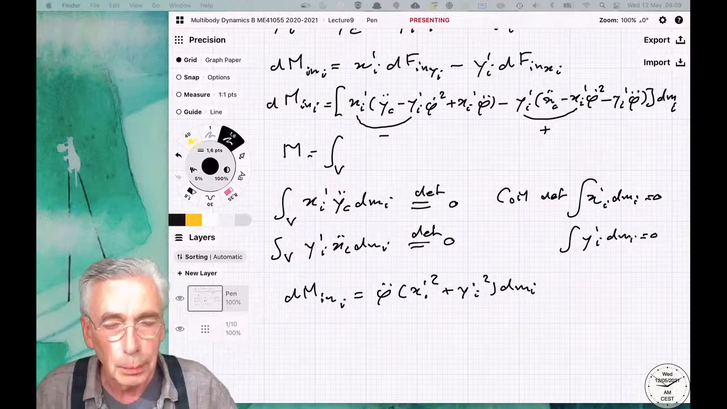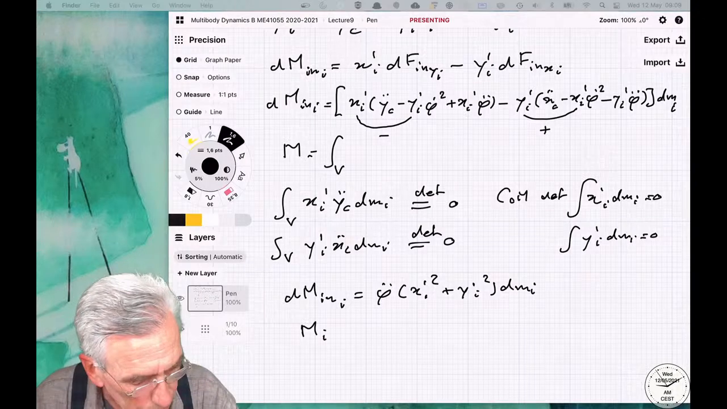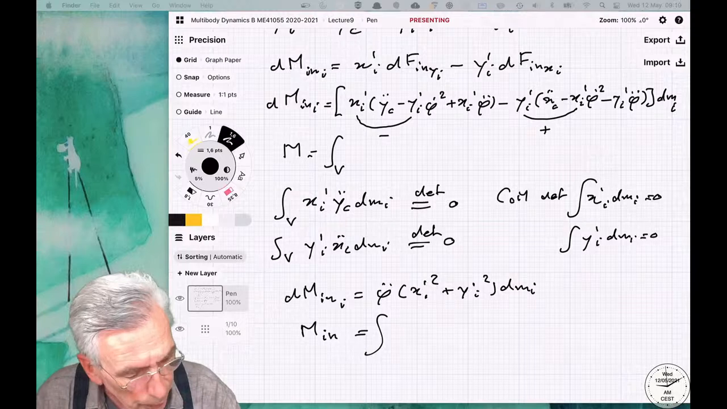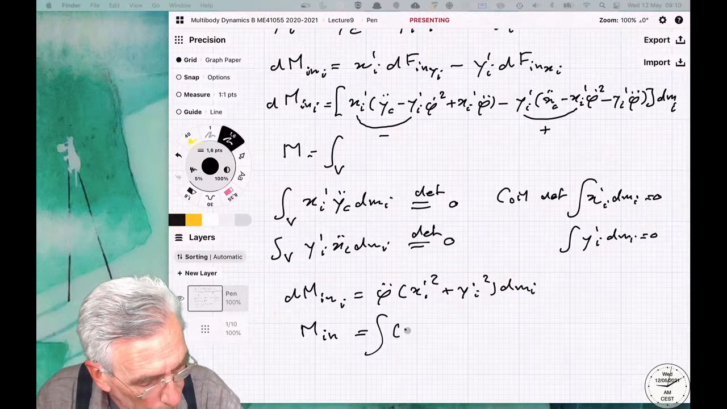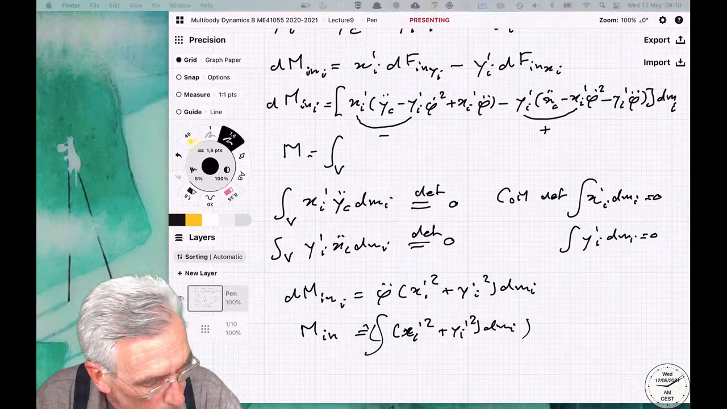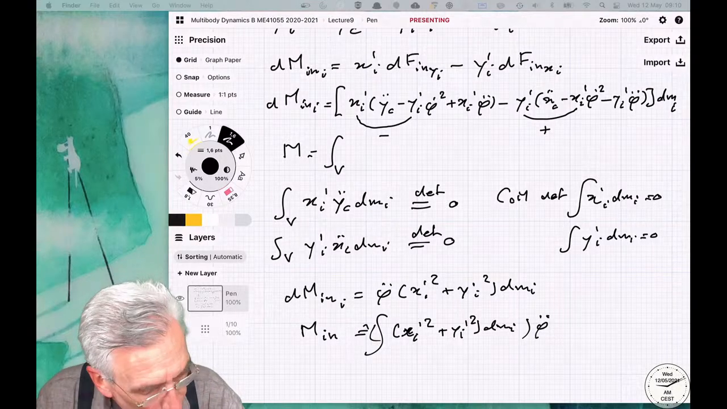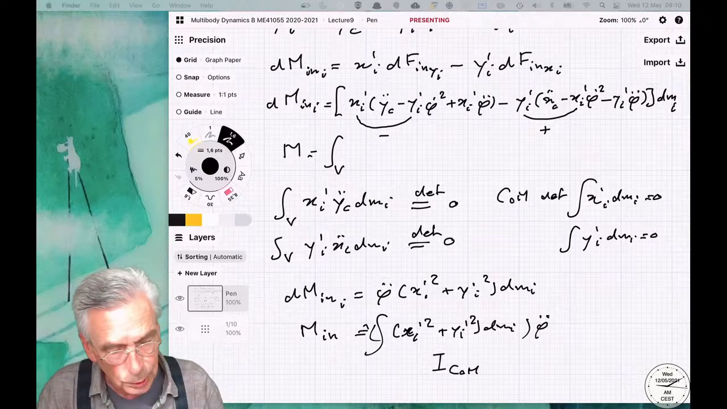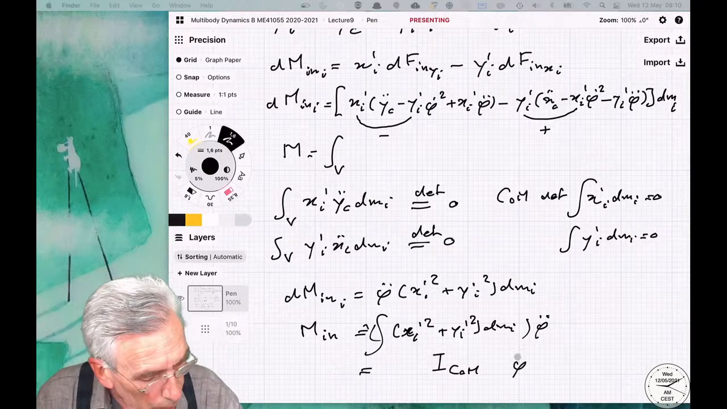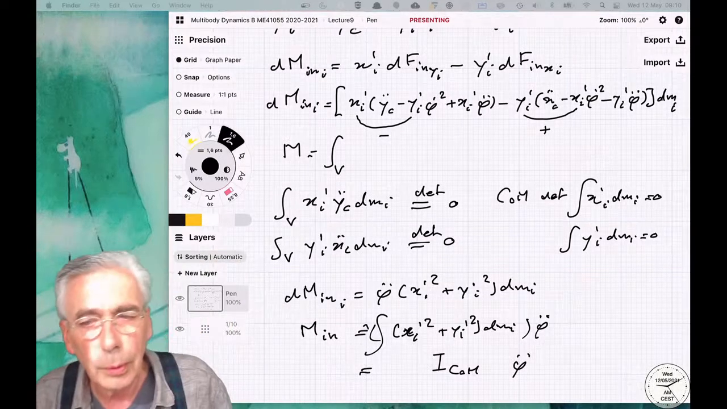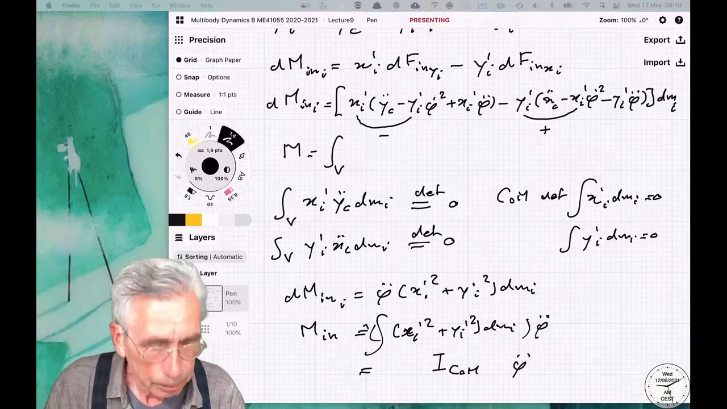And isn't it beautiful? We see already the result we're working towards. That is the integral of this stuff, and since phi double dot is a constant term, you can pull that out, so you get the integral of x prime squared plus y prime squared dmi, put a bracket around it, times phi double dot. And this is now by definition the mass moment of inertia about the center of mass. Okay, that was a long way to go to get back to a familiar result.